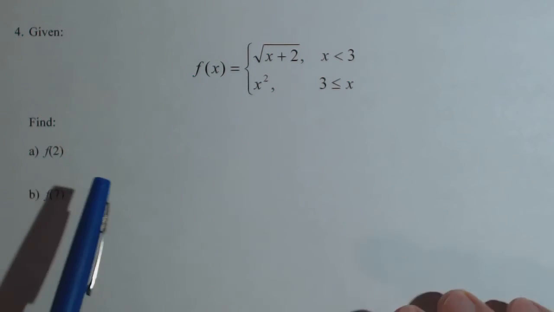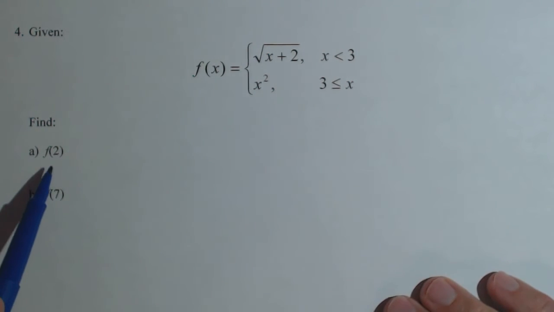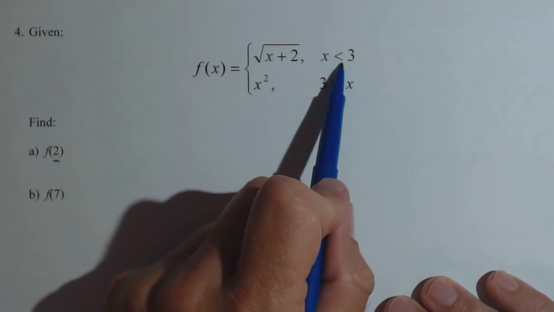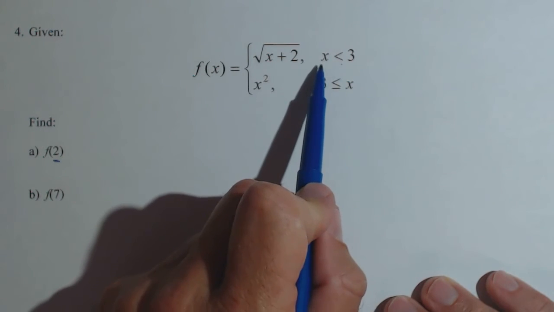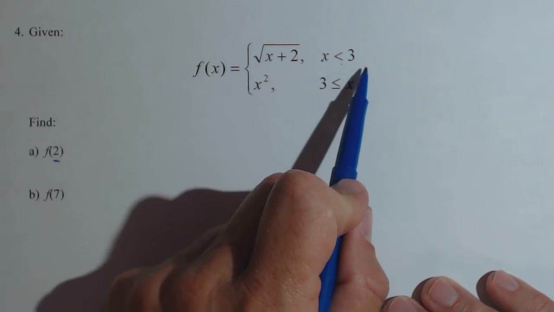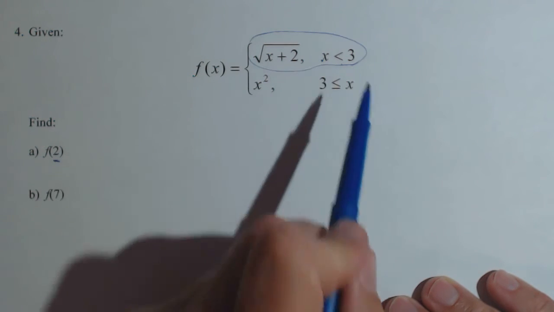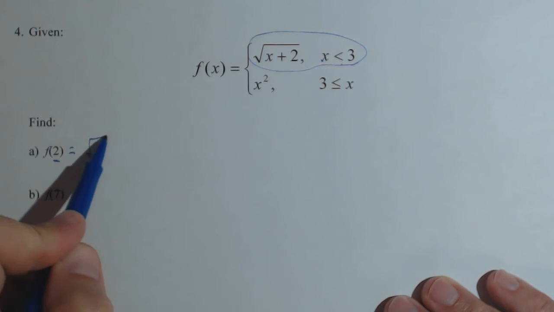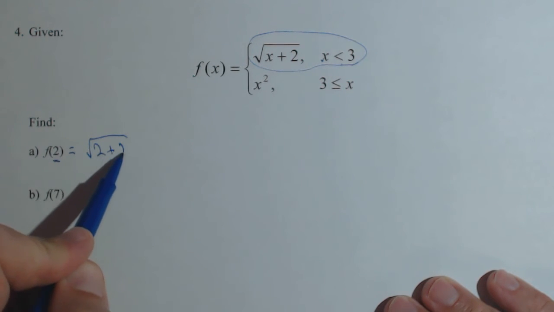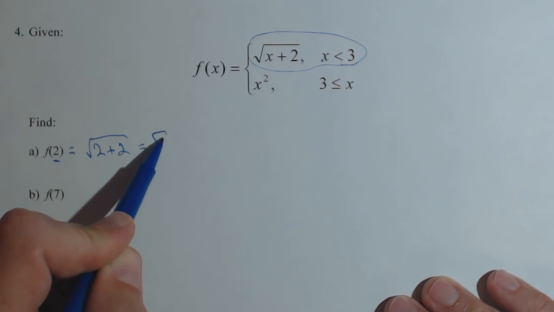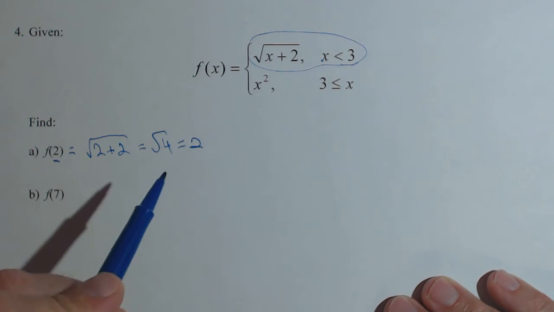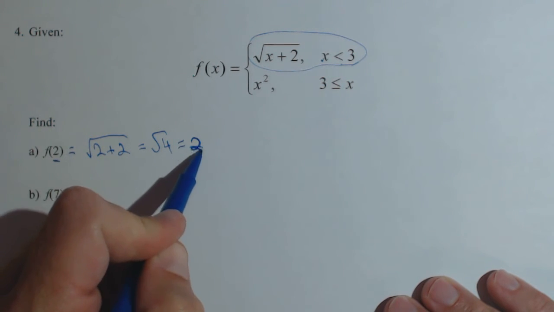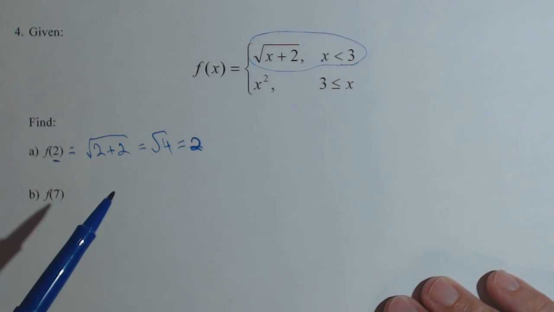So if we're looking for f of 2, first thing we need to ask ourselves is, is our input less than 3 or greater than or equal to 3? Well, 2 is less than 3, so that means for that first one we're going to use this piece, which means we're going to plug 2 in for x there. We get square root of 2 plus 2, which is square root of 4, which equals 2. And there's our value.